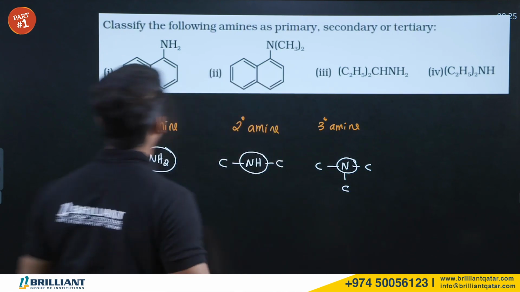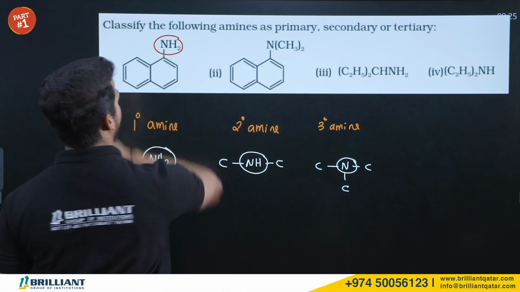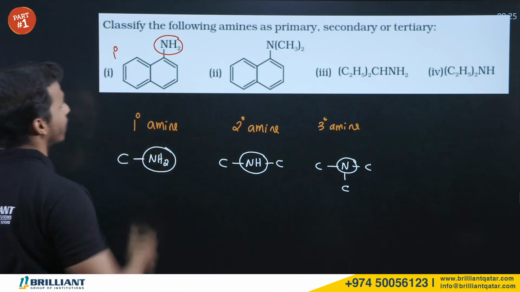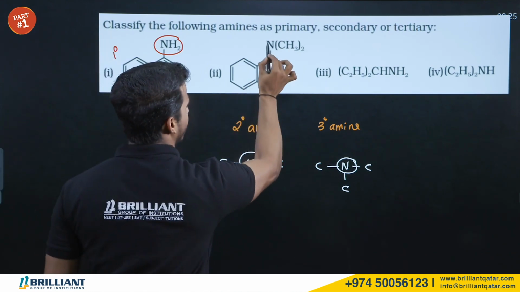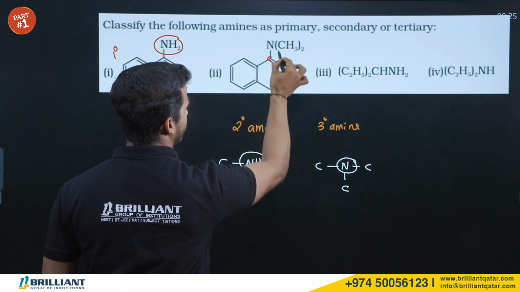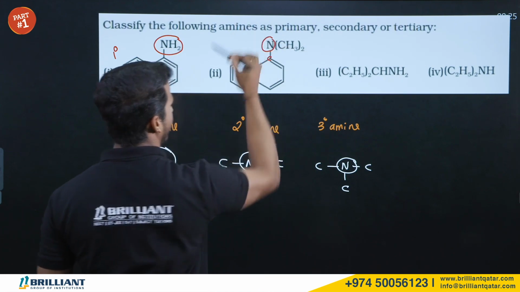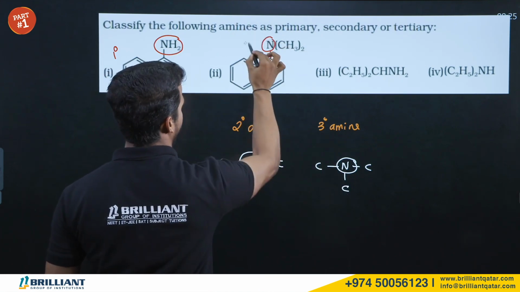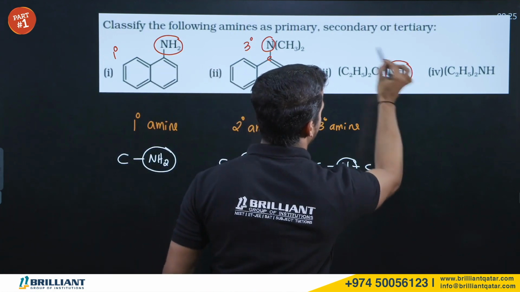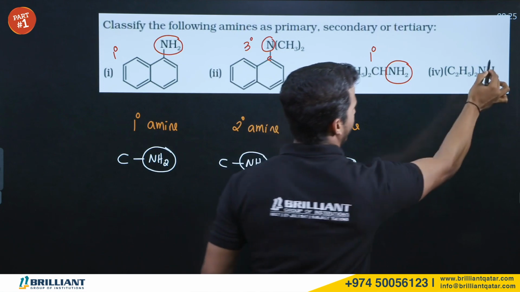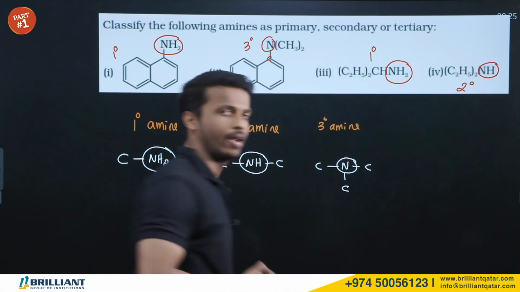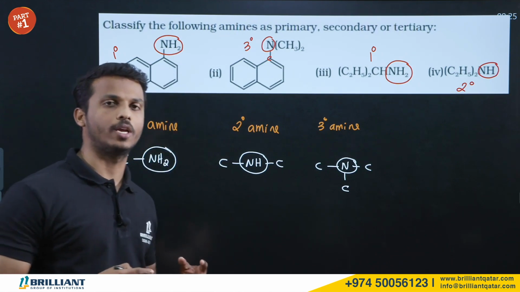Here in the first compound, it contains an NH2 group, therefore it is a primary amine, right? And what about here? This nitrogen is connected to CH3, another CH3 and 1 more carbon. See, the nitrogen is connected to a total of 3 carbons, so just nitrogen is there. It is a tertiary amine. What about the third one? It has NH2, that's a primary amine. And the fourth compound just contains an NH group. NH means secondary amine. Clear, everyone? So this is the first type of question.